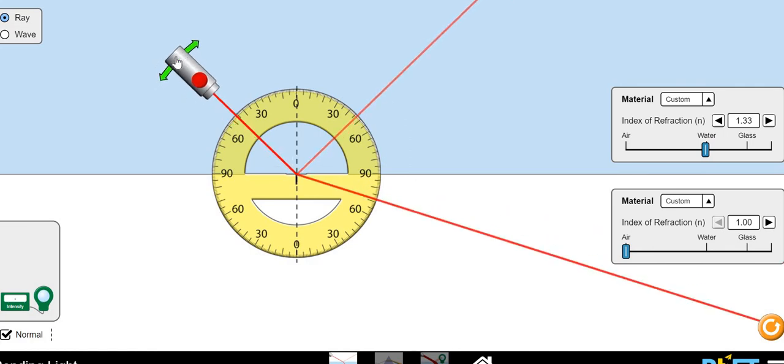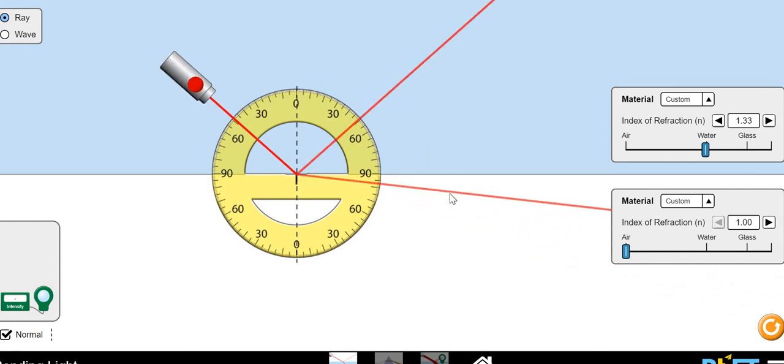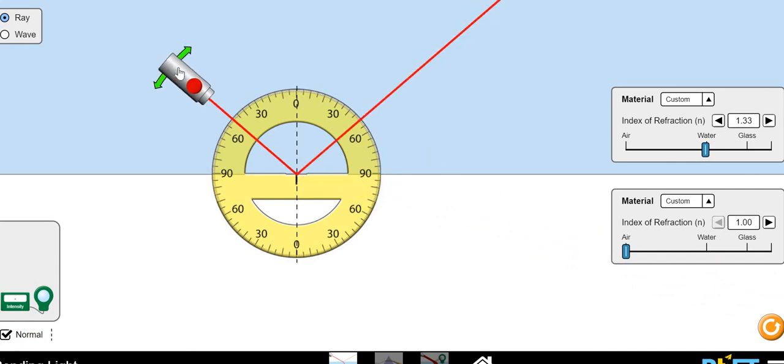When the transmitted ray reaches 90, watch how bright this gets right when I hit 90. When this ray goes to 90, that's the critical angle. Boom, right there. Boom, no more transmission. The light is trapped up here. So this has lots of applications. So that's what you're going to do for the experiment.